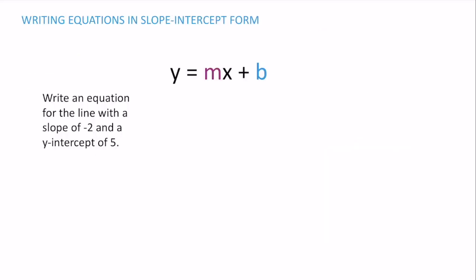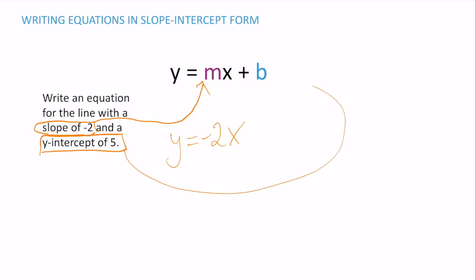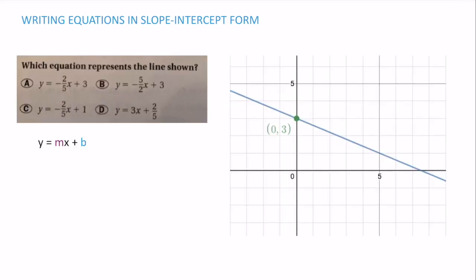All right? So now back to writing equations. Write an equation for the line with the slope of -2 and a y-intercept of 5. Well, all I need to do is plug in the slope, right? That's m. So I'm just going to rewrite that: y equals -2x. And then a y-intercept of 5, so I'm just going to plug that in for b, plus 5, and I'm done. That's all I have to do if they give us everything I need.